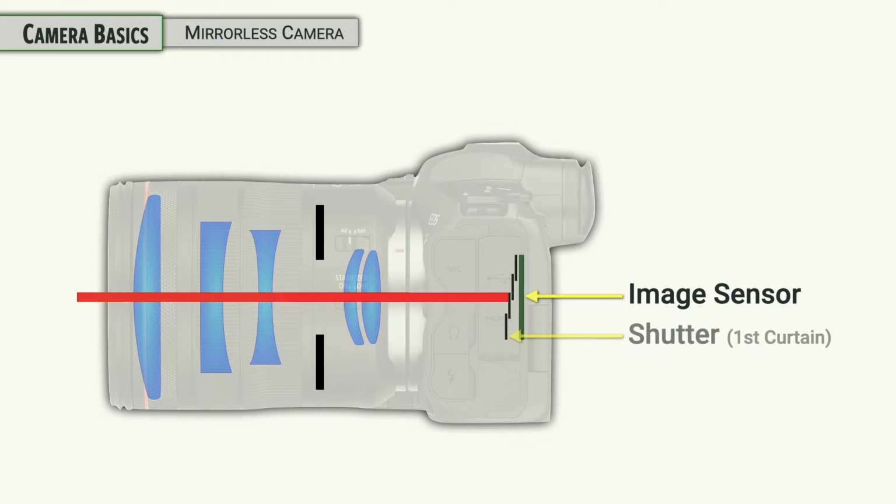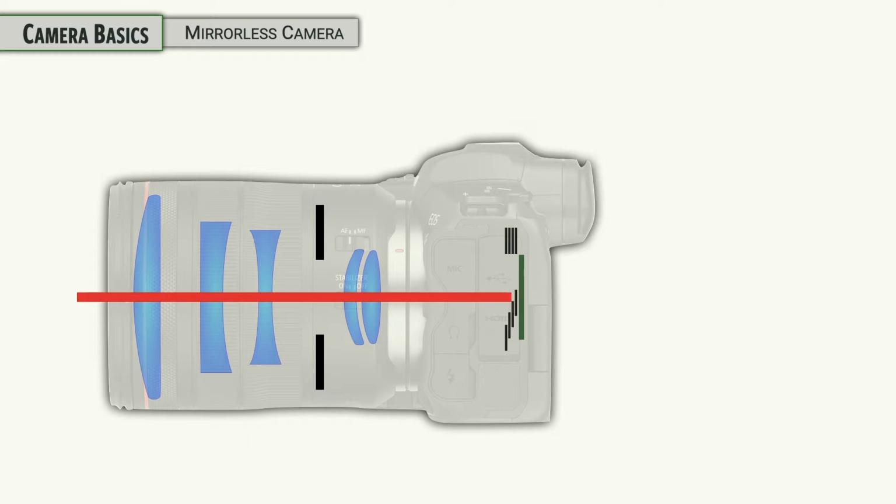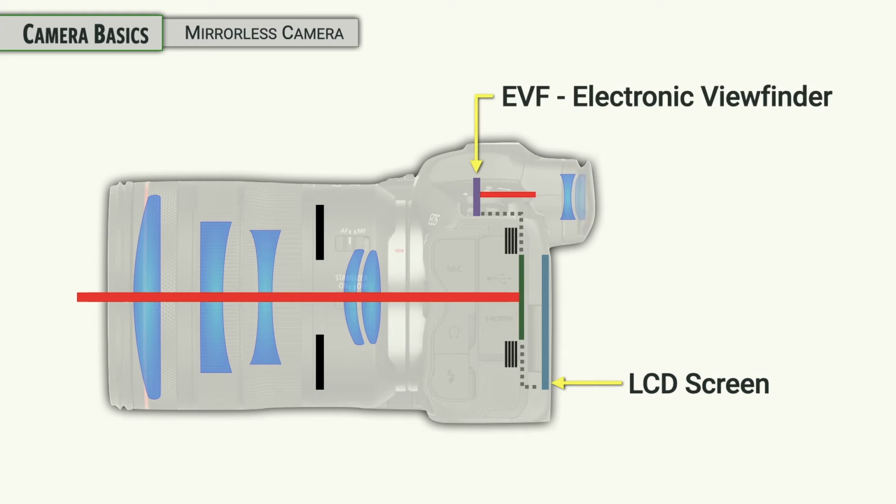The next path that light takes is getting back to the image sensor, but before it gets back there, it needs to get past the shutter unit, which has a first curtain and a second curtain. Now, with a mirrorless camera, it needs to stay open so that it can send information to the LCD screen on the back of the camera and the electronic viewfinder so you can see and compose your image.